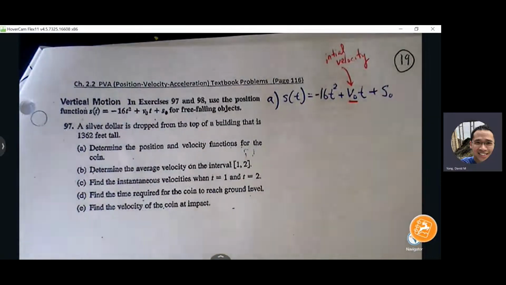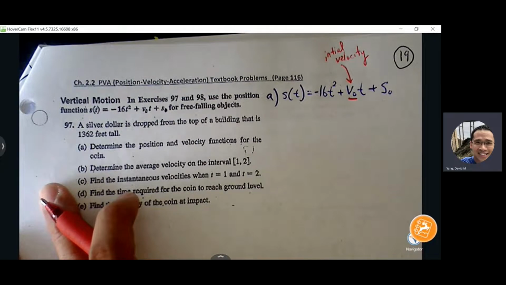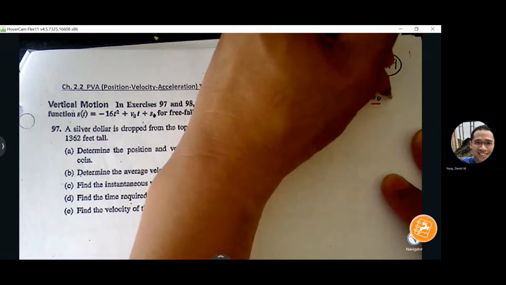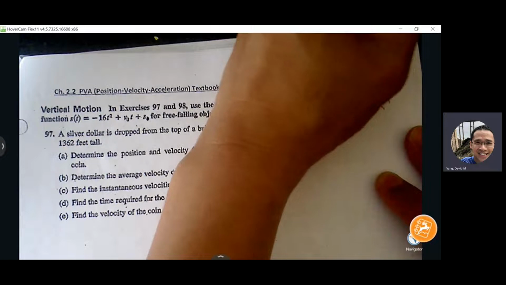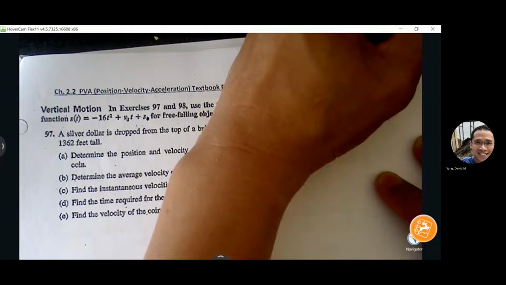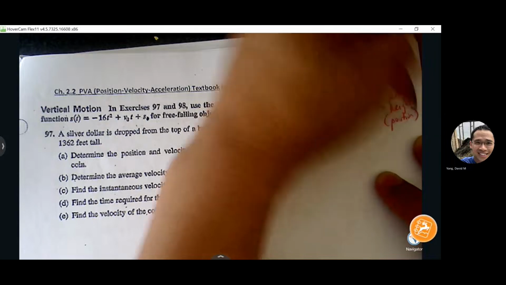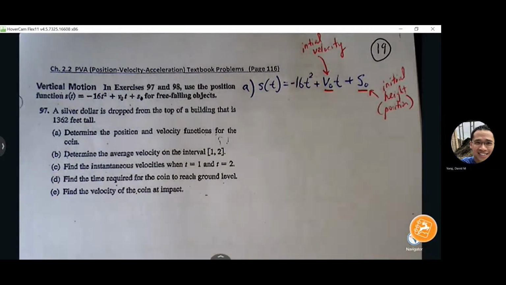So sometimes the problem will explicitly tell you what the initial velocity is. Other times we have to read the problem and try to figure it out. S sub 0, anybody have any idea what this stands for? Yeah, initial position, initial height. Okay, so where is this object starting at the beginning of the problem? Okay. All right, so let's read the problem here.